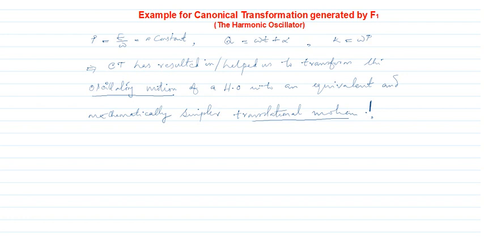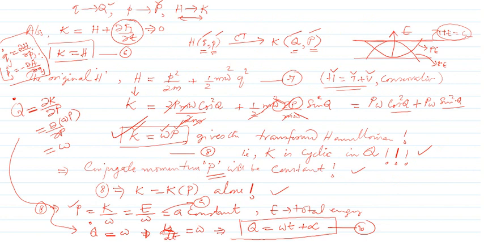Okay, and you can see that we had an equation for little q, which is equal to root of 2P by m omega times sine Q. You can refer back to your notes. I think it was some equation number 4 or 5 which we had written.